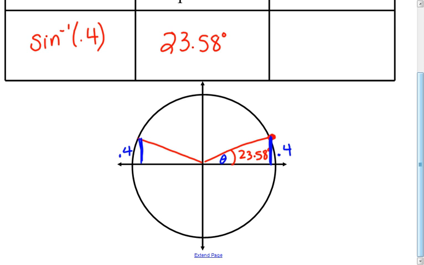Okay, this is what I want you to notice. Sine is the y value. And what I want you to notice is that you just flipped that angle over the y-axis. So again, sine is your y value. You flip that angle over the y-axis. So now what has to happen is I need to figure out the other angle. And I know that this distance right here is 23.58 degrees as well.